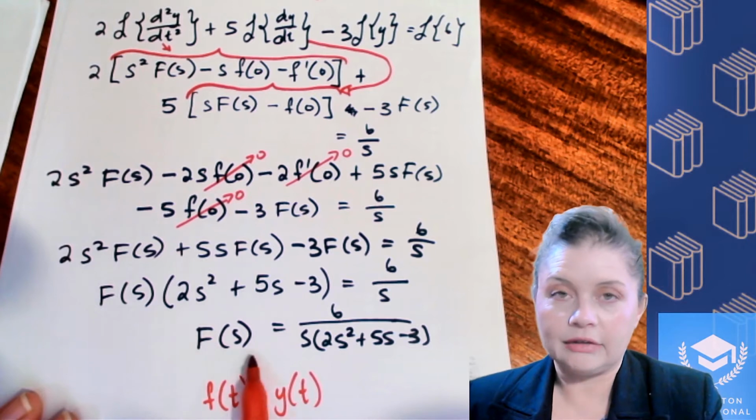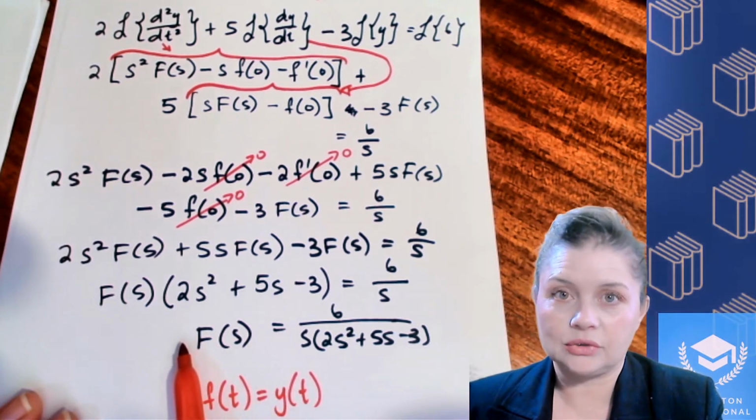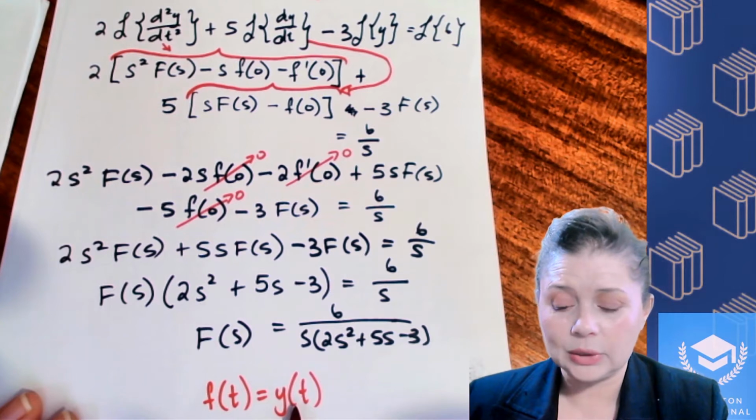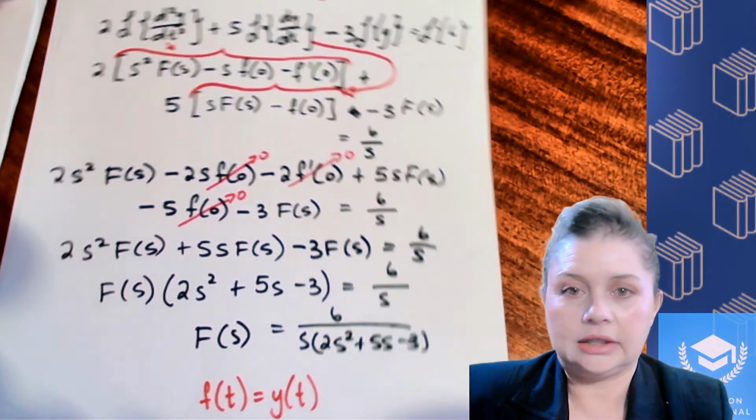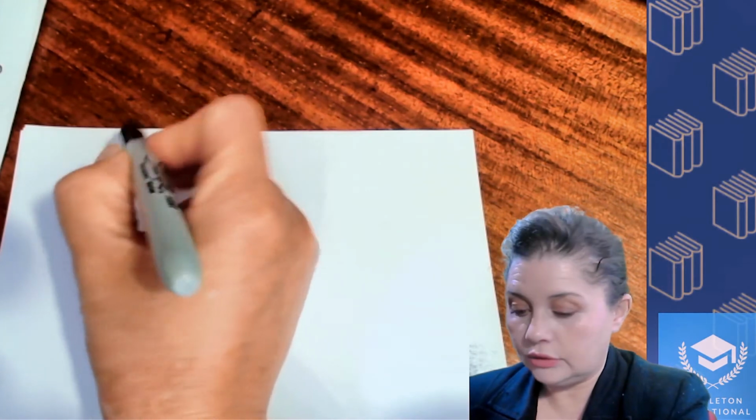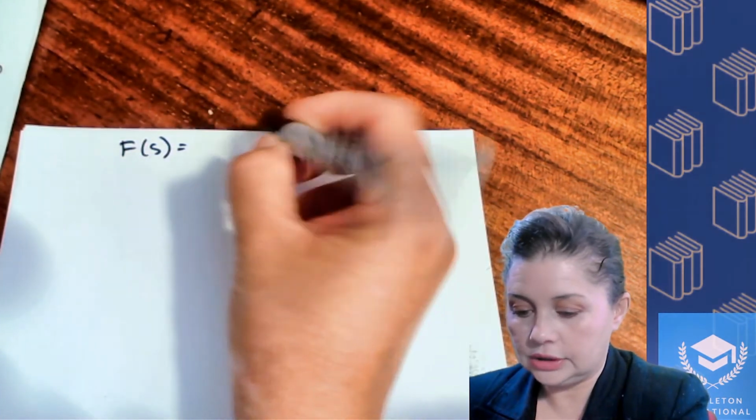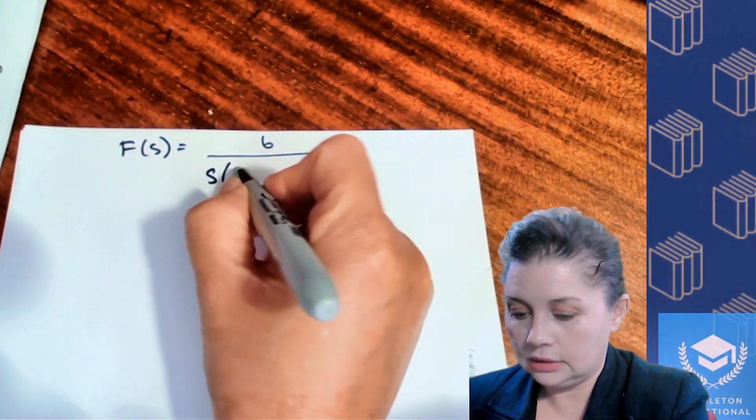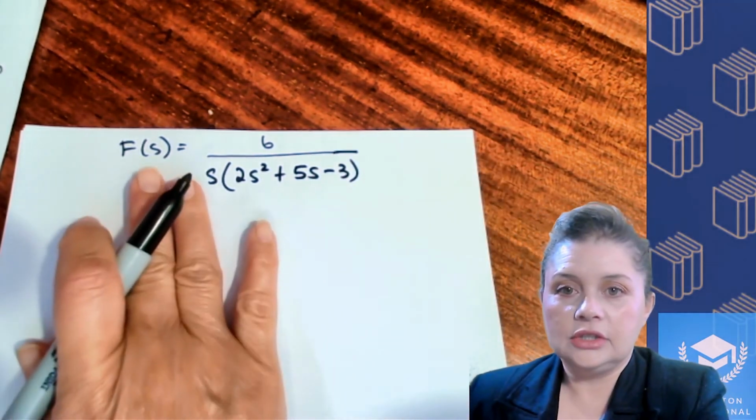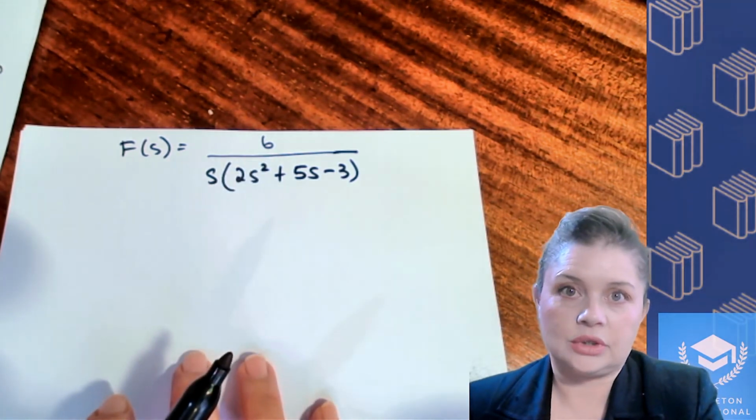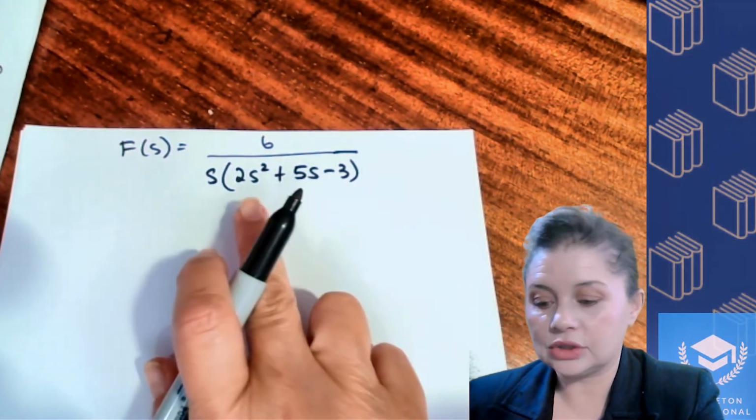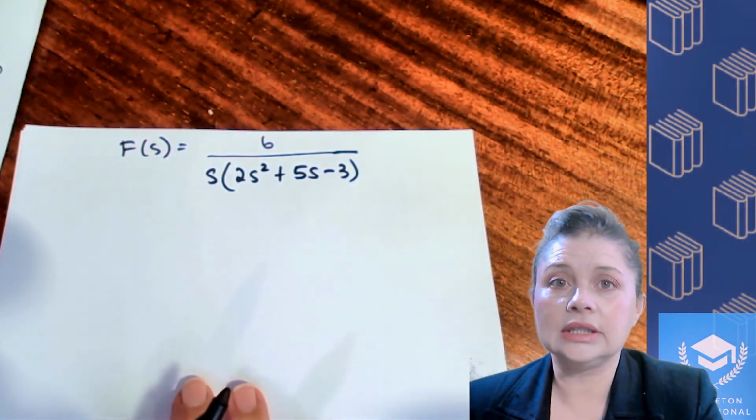So if you know what F(s) is, you can then use your inverse Laplace transforms in order to get f(t), or in this case, y(t). Okay, so let me just write out this F(s). So we've got F(s) equals 6 over s(2s squared + 5s - 3). So from here, you want to apply the inverse Laplace transform in order to get your function in terms of t. This is in the frequency domain because it's in terms of s's. You want to now take it back into the time domain.